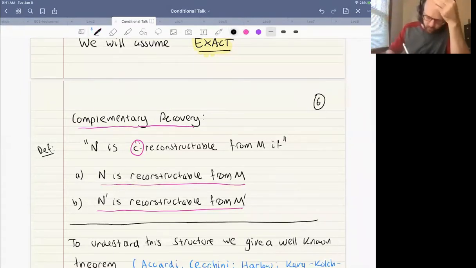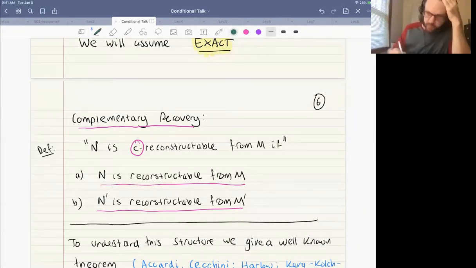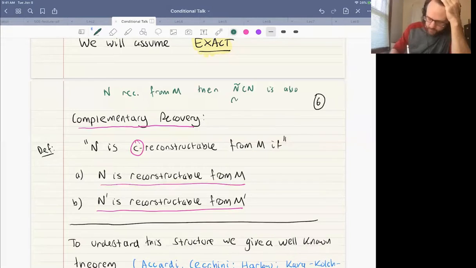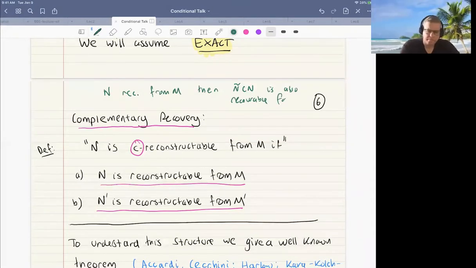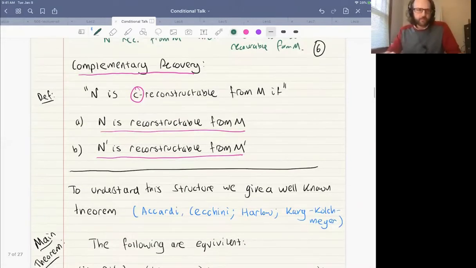So one important point that I should mention is that before we impose this complementary recovery condition, if n is recoverable from m, then any subalgebra of n is also recoverable from m. So that tells you that it's a weak condition. Also, if I have two algebras, n1 and n2, that are both recoverable from m, then their union, if I take all the operators generated by both of them, is also recoverable from m.